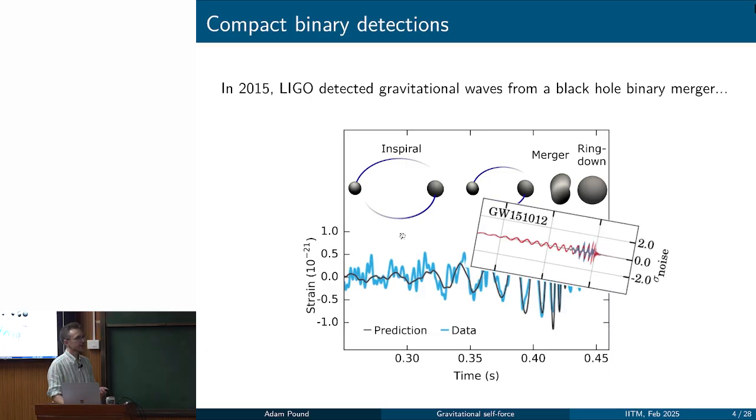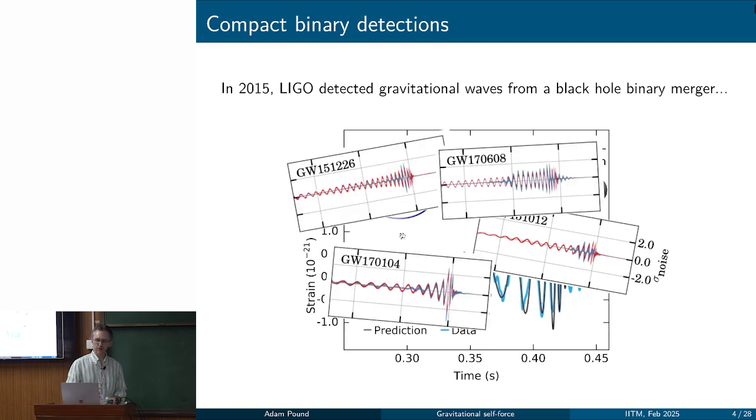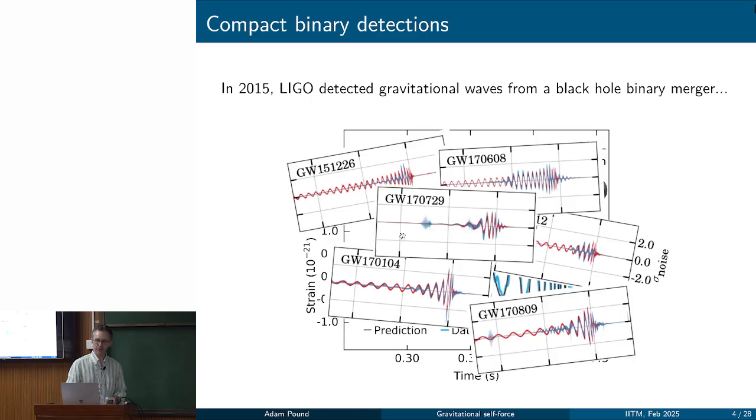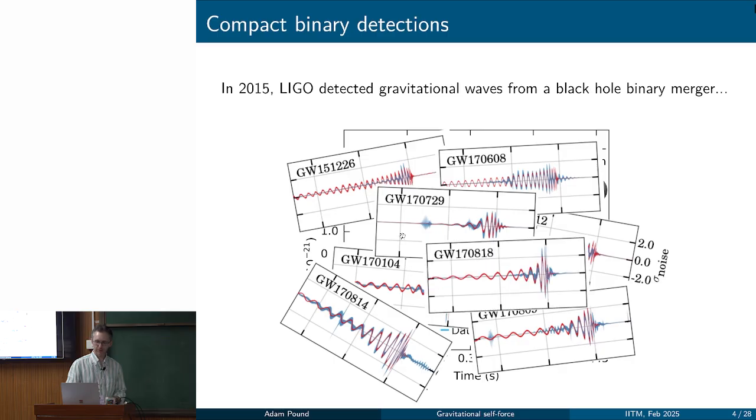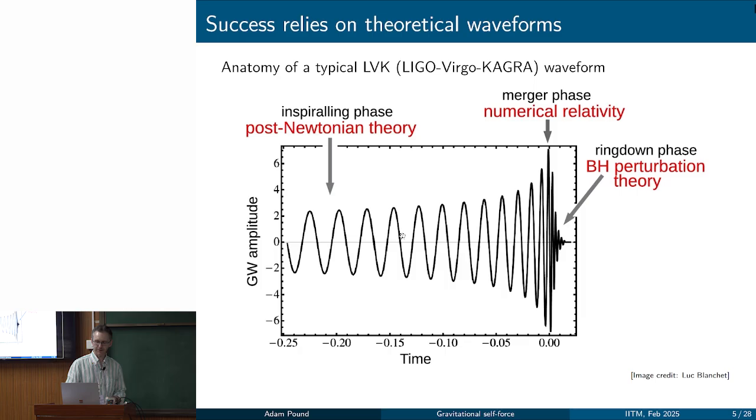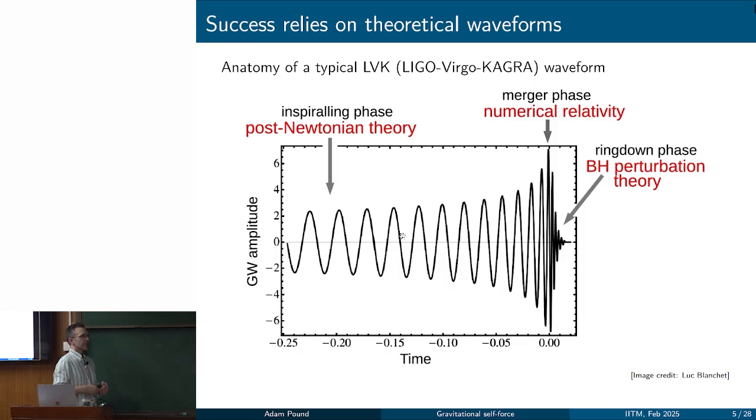So that was extremely exciting when it happened. You know, it got multiple people the Nobel Prize. But then we started seeing these things all the time. Here I'm showing you all the detections in the first two observing runs, I think. Now we see them even much more often.